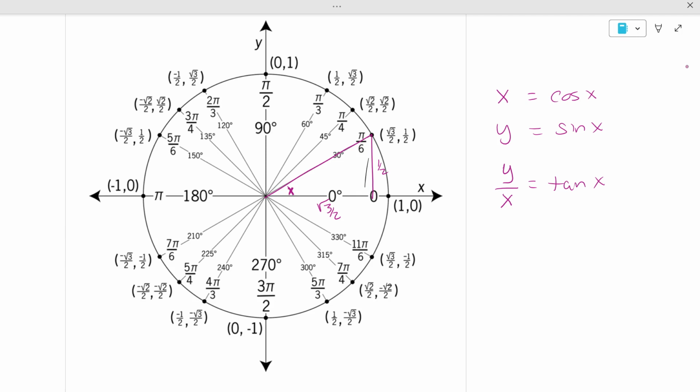So if you use the cofunctions, secant is 1 over x. Cosecant would thus be 1 over y. And cotangent would be x over y.